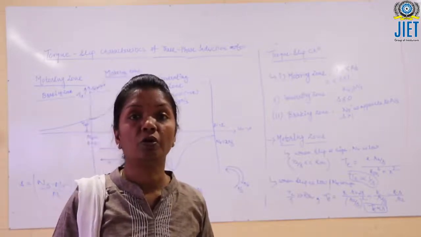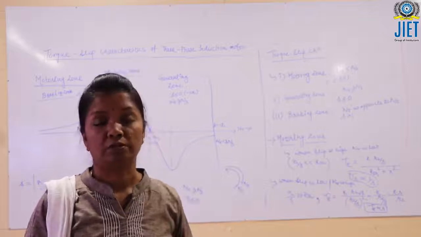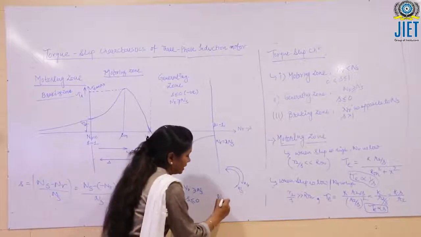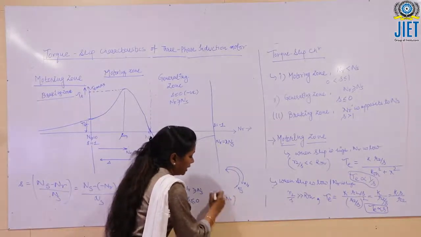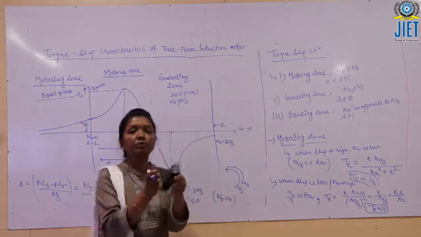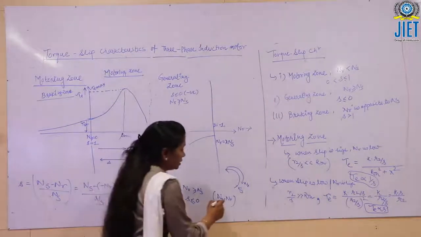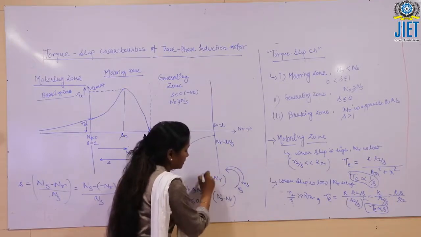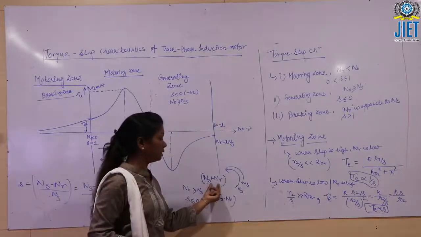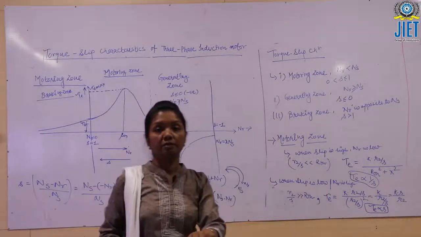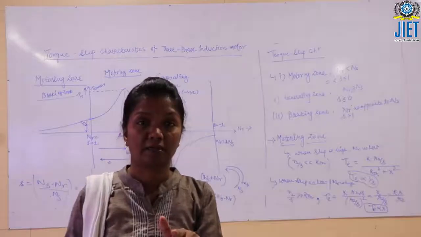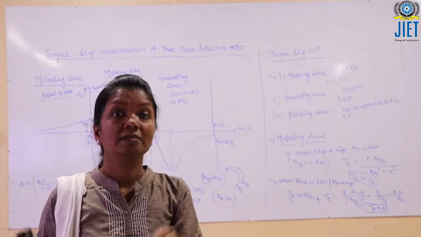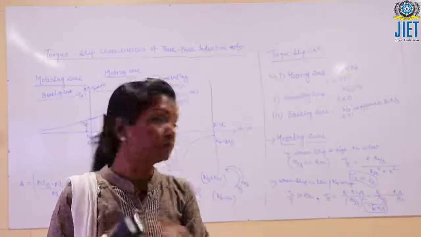And how will it oppose the cause? By reducing the relative motion. So earlier the relative motion was NS minus NR, so NR was increasing in order to reduce the relative speed. But now the relative speed becomes NS plus NR. So in order to reduce this term, NR has to decrease, so that the relative speed becomes less.